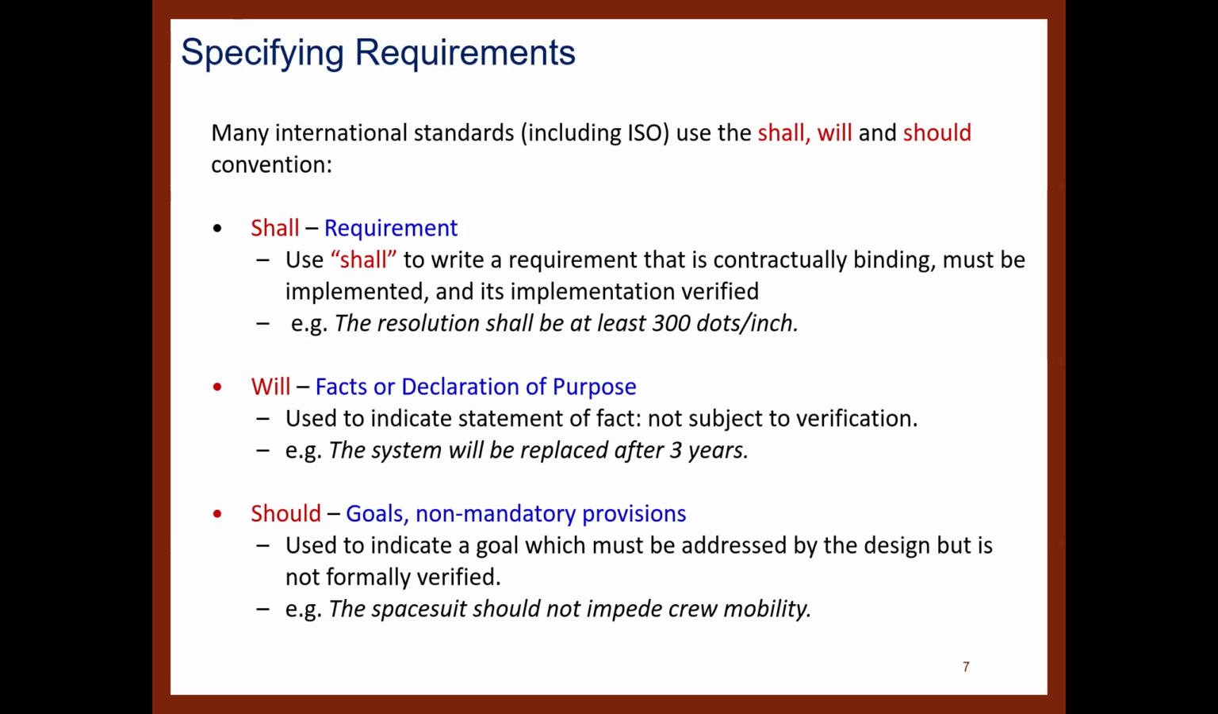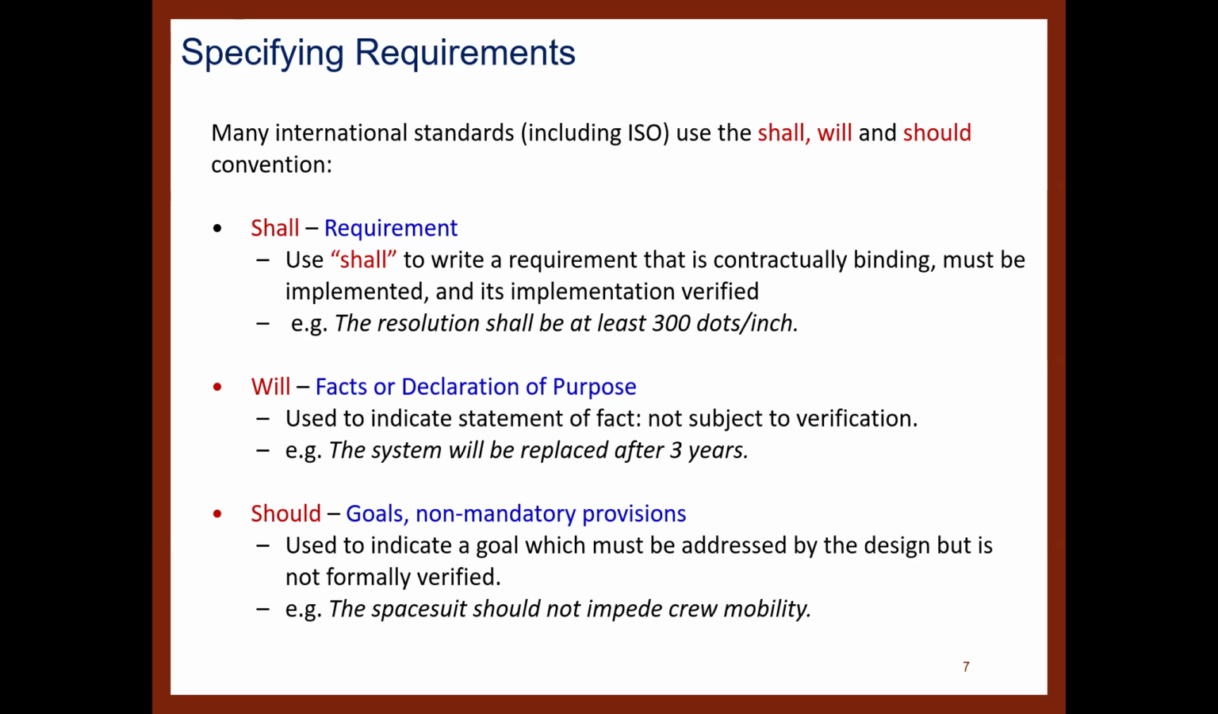Many international standards, including ISO, use the shall, will, should convention when writing requirements, and they represent different things. For example, shall is a requirement, is contractually binding, must be implemented, and its implementation must be verified. So if you write a requirement with this shall word, we know that this is a requirement that we need to check. We need to make sure that this is happening in our system.